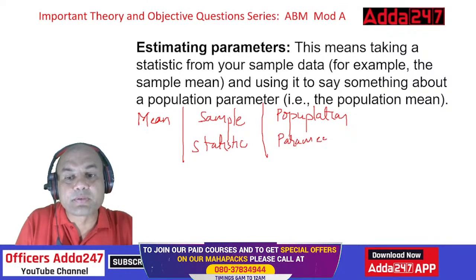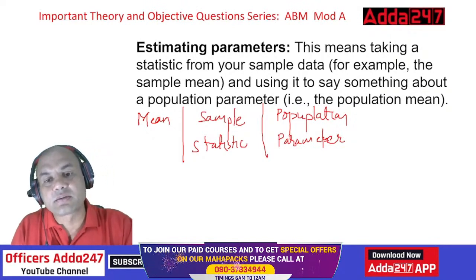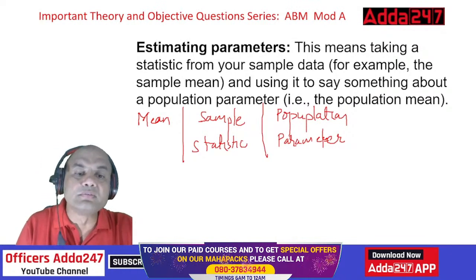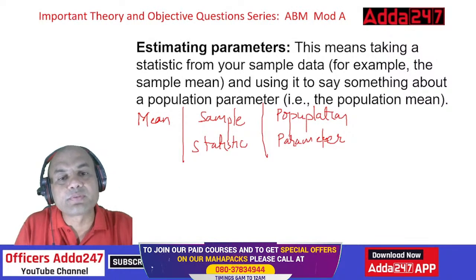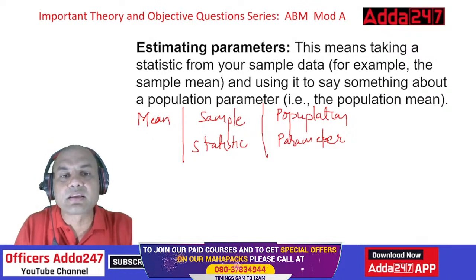So that is the difference between these two words. Sample is statistic, population is parameter. Always remember this. So what is the basic logic of estimating parameters? It means taking a statistic from your sample data and using it to say something about a population parameter.